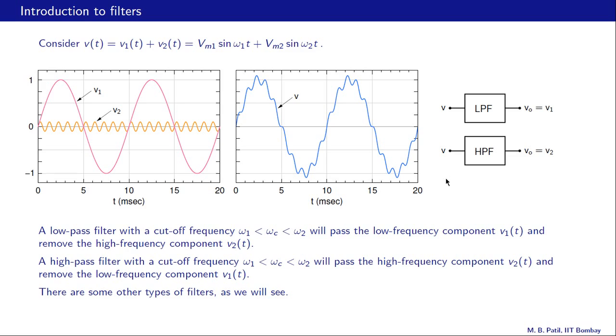Okay, so let us see what happens when this same input voltage is now applied to a high pass filter. And let us say that we choose the cutoff frequency of the high pass filter to be between these two frequencies. Then what happens is the high frequency gets passed and the low frequency gets rejected. And therefore at the output of the high pass filter we have VO equal to V2, that is the high frequency component.